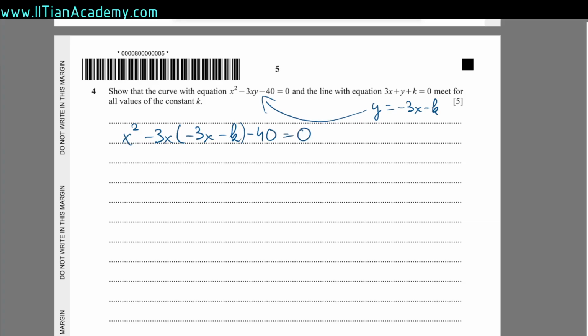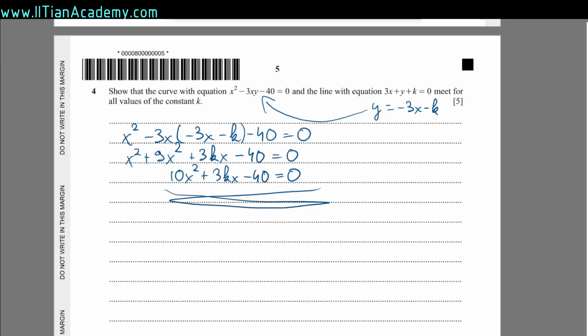So we can simplify this. So this is going to be x squared plus 9x squared plus 3kx minus 40. This will be 0. And then we have a 10x squared plus 3kx minus 40 is equal to 0. And we need to see for what values of k this formula is true. So for which values of k will this equation be equal to 0?